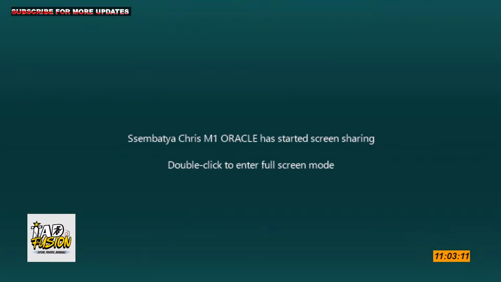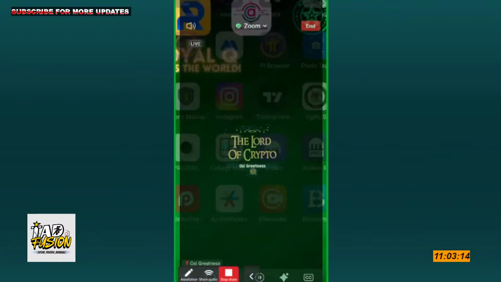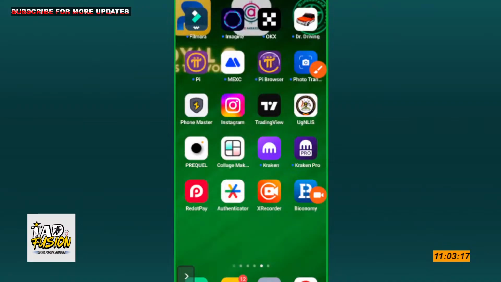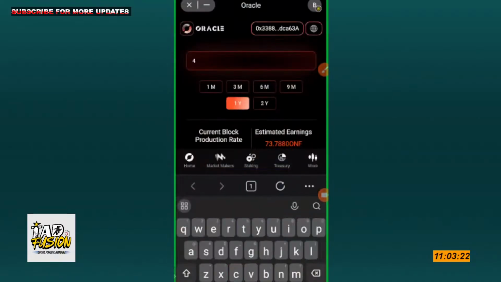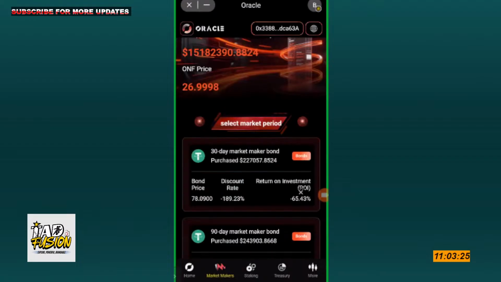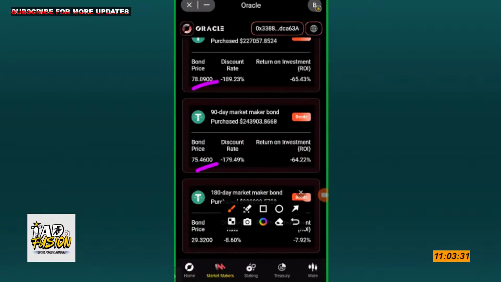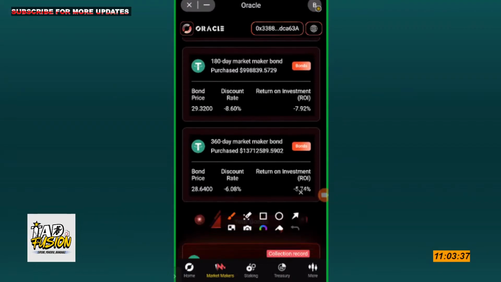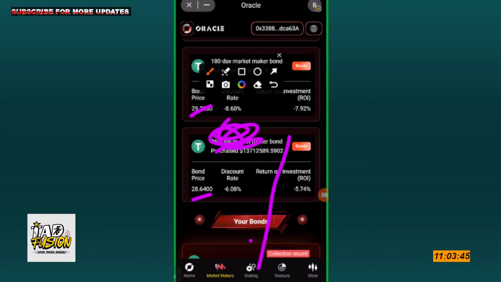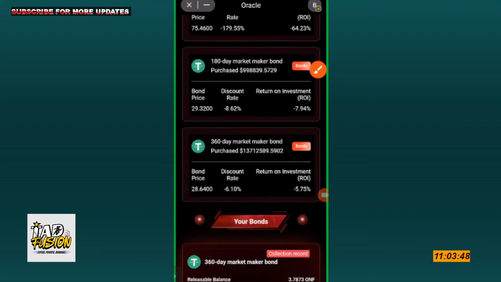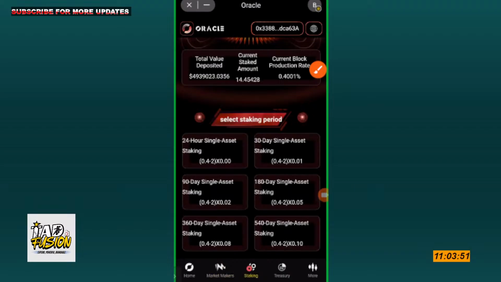Let me share my screen. Right now, the system is telling you, go and stake. Don't go under market bonds, because market bonds are now negative. Whenever you see the price of the token going down, the market bonds are made expensive. The price of the coin is at $26, but if you look at the market bonds right now, they are expensive. So the system is telling you automatically, don't bond now. What you should do is go under staking to maintain the price of the coin or help the price of the coin go up.